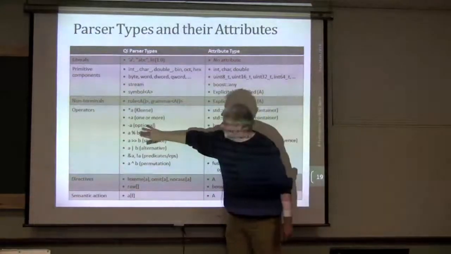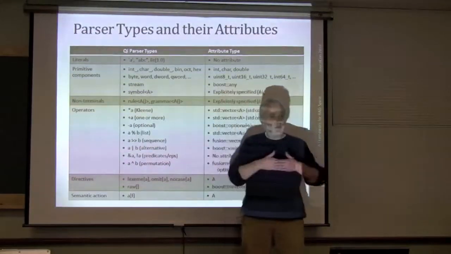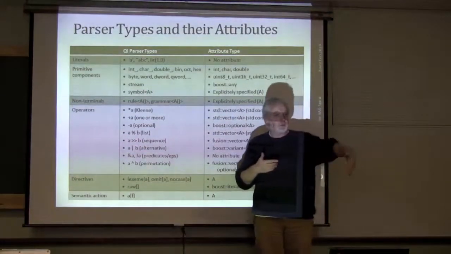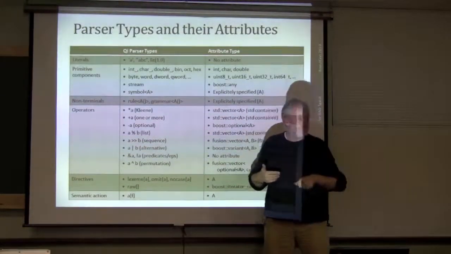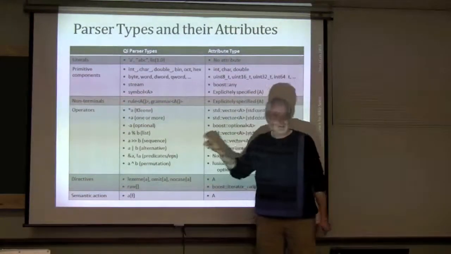We just drop the attribute of B. We just collect the A's, because when you have a comma separated list, you're not interested in the comma. You're interested in the things in between commas. Sequence, that's a tricky one.